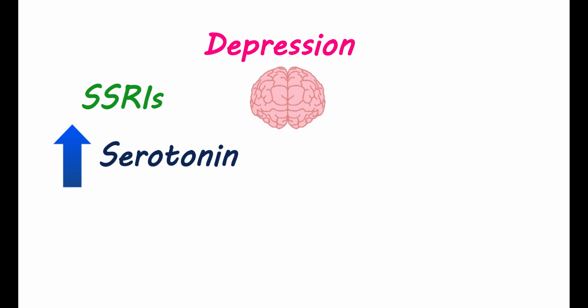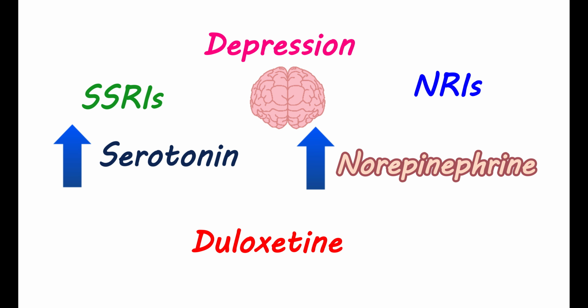For treating depression, a group of medications called SSRIs can be used. They increase serotonin levels in the brain. Similarly, another group of medications, NRIs, can work by increasing norepinephrine levels. Duloxetine can have dual action. It can increase the levels of both norepinephrine and serotonin. This can be achieved by inhibiting their reuptake transporters.